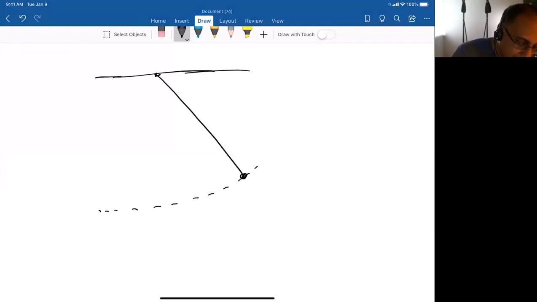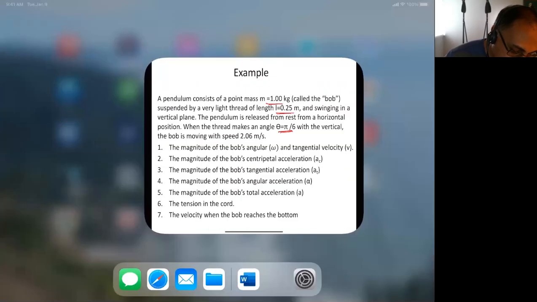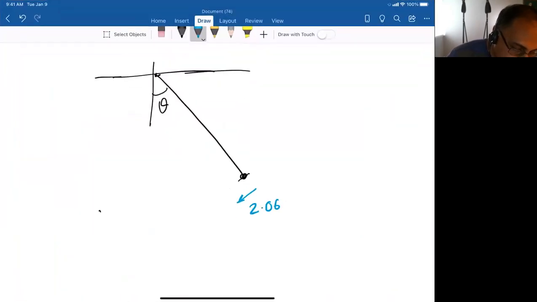When the bob is in this position, you're given the angle that it's at right now. And you're also given the speed of the bob at that instant. And that's given to be 2.06 meters per second. And you're given the length of the pendulum, L. All right. It's probably easier if I just work in symbols. So it's just going to be V naught. All right. So the first question is asking.